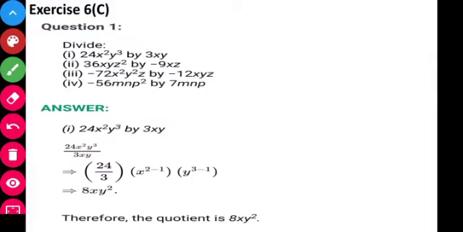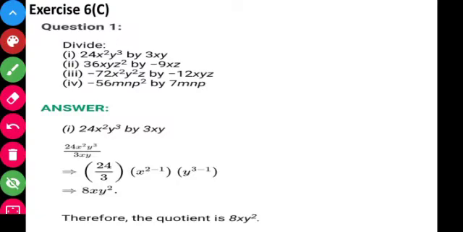So similarly you can do the remaining questions of exercise 6b. Now come to exercise 6c, division of expressions. So how to divide? Here the first question is given, divide this. All parts have a single term, that means here is division of monomial by monomial.